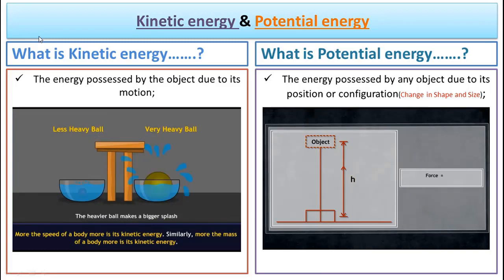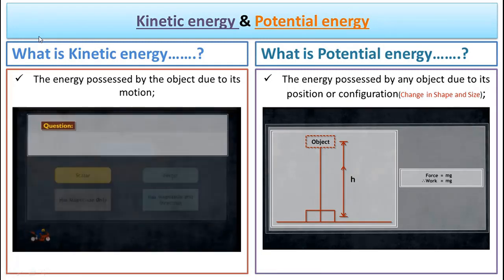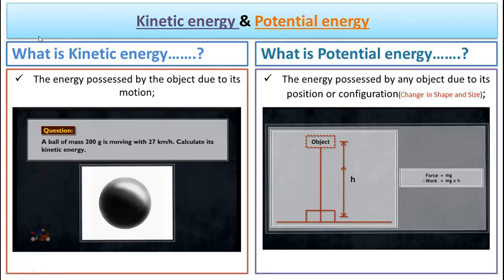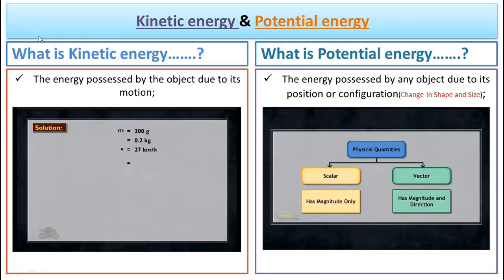But force is equal to mass m multiplied by acceleration due to gravity. So work is equal to m multiplied by g multiplied by h. So potential energy of a body of mass m when raised to a height h above the surface of the earth is m multiplied by g multiplied by h, where g is the acceleration due to gravity. Potential energy is also a scalar quantity. It is of two types.